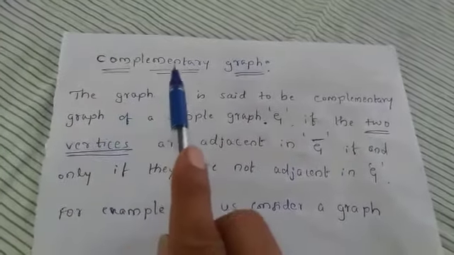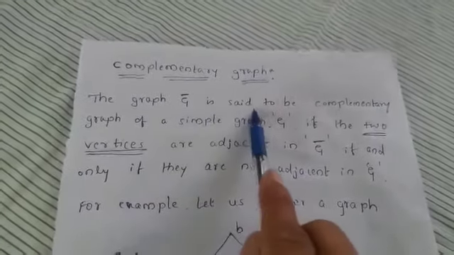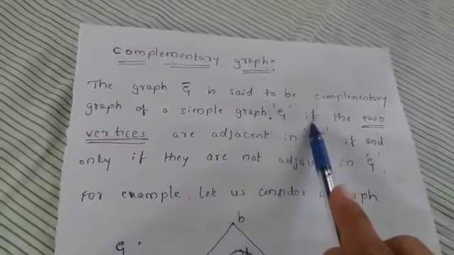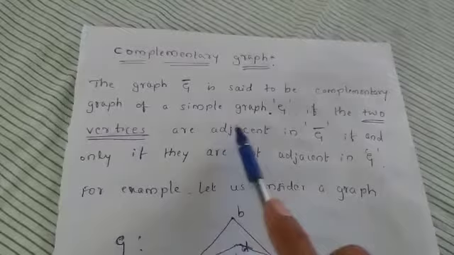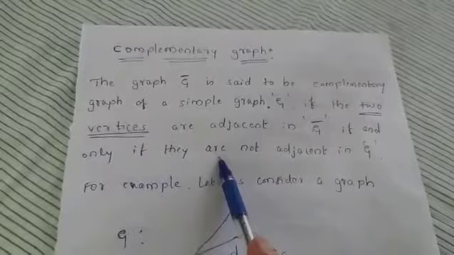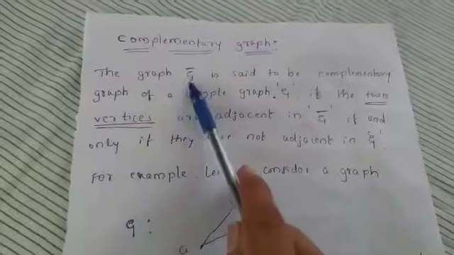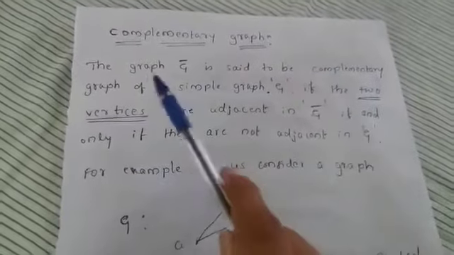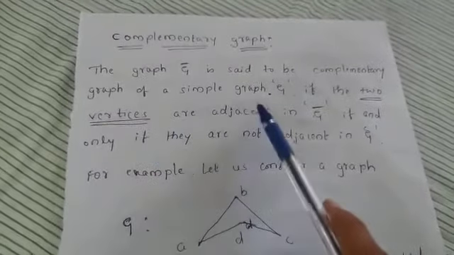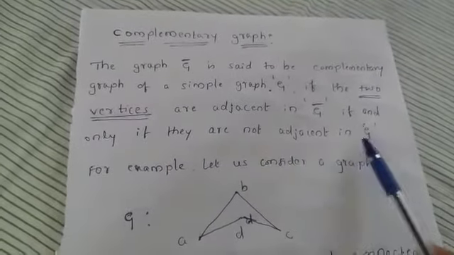Now we'll see the theoretical definition of a complementary graph. The graph G bar is said to be the complementary graph of a simple graph G if two vertices are adjacent in G bar if and only if they are not adjacent in G. I will repeat the definition once again. The graph G bar is said to be the complementary graph of a simple graph G if two vertices are adjacent in G bar if and only if they are not adjacent in G.